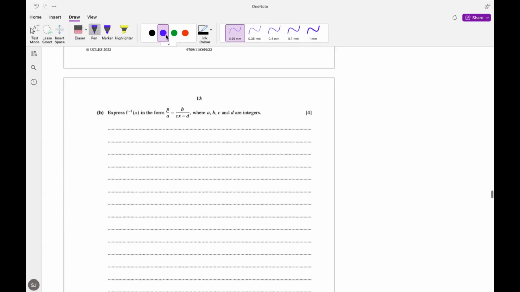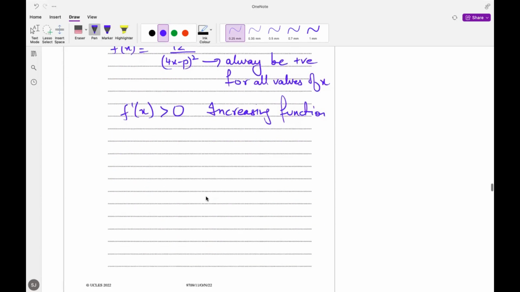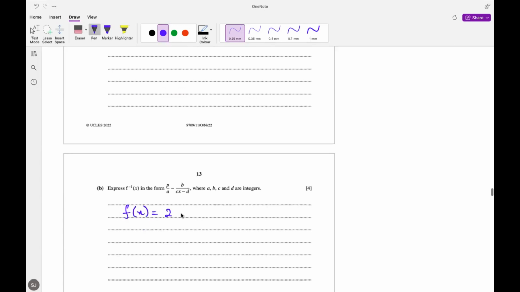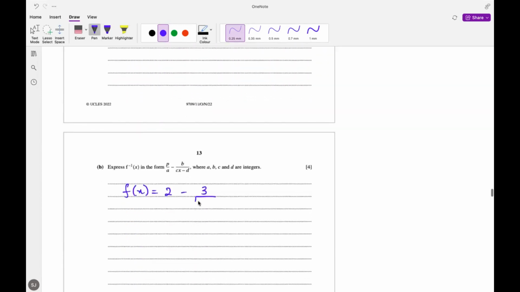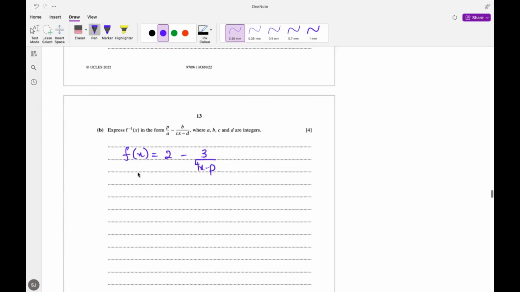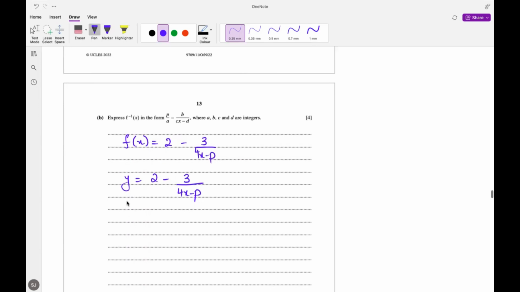In part B, we have to express f inverse of x in the form p upon a minus b upon cx minus d. So f of x was given as 2 minus 3 upon 4x minus p. To find the inverse, first we write y in place of f of x. So this will be y equals 2 minus 3 upon 4x minus p. Now exchanging the values of x and y, this will become x equals 2 minus 3 upon 4y minus p.